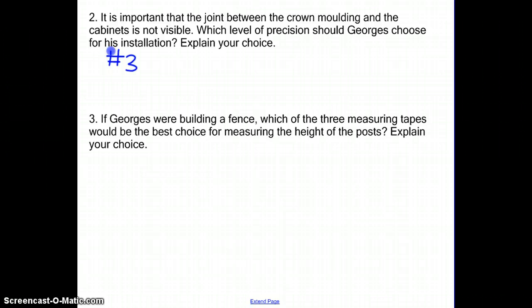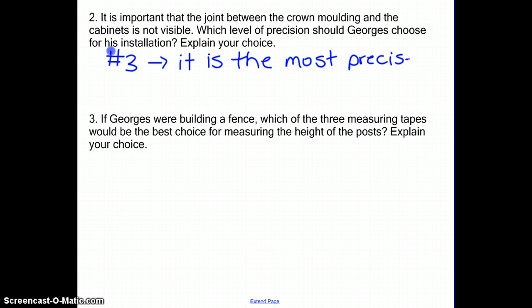Good, because it is the most precise and molding takes precision.